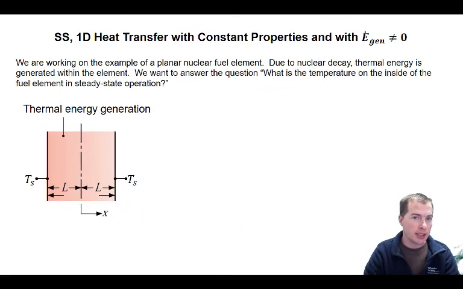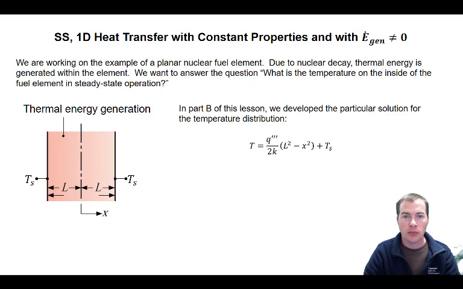We are working on the example of a planar nuclear fuel element. Due to nuclear decay, thermal energy is generated within the element. We have been motivated by the question, what is the temperature on the inside of the fuel element in steady-state operation? We want to ensure that the fuel element does not overheat to an unsafe temperature. In the second part of the lesson, we developed the particular solution for the temperature distribution within the fuel element. It is shown here for reference.